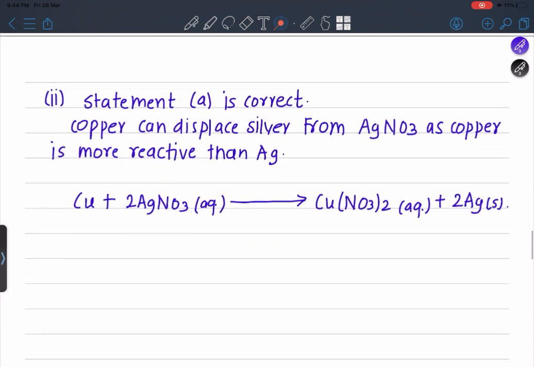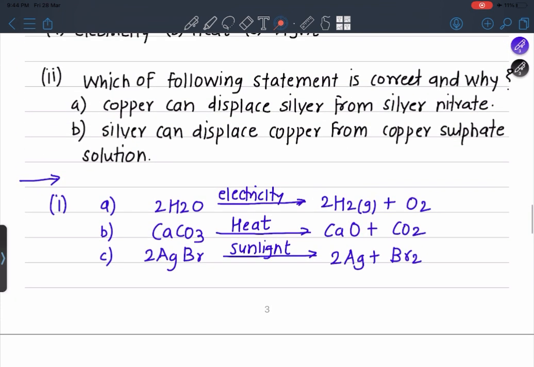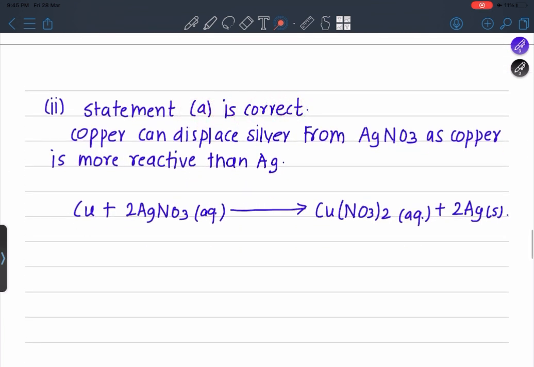Second, which of the following statements is correct and why? Copper can displace silver from silver nitrate. Silver can displace copper from copper sulfate solution. So statement A is correct because copper can displace silver from AgNO3, silver nitrate, as copper is more reactive than silver. In the reaction, copper will displace the silver. So it is copper nitrate plus silver.